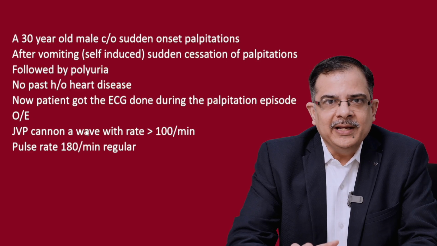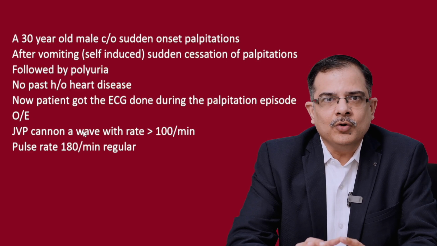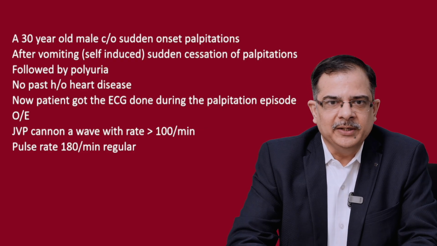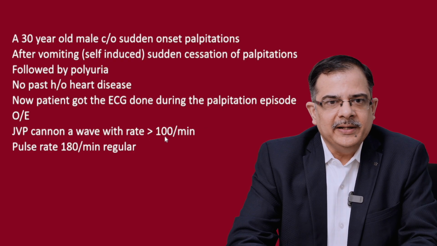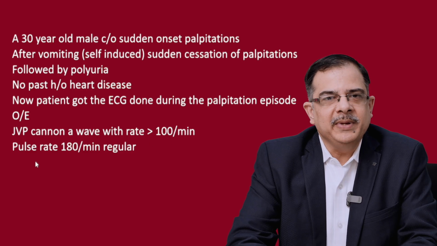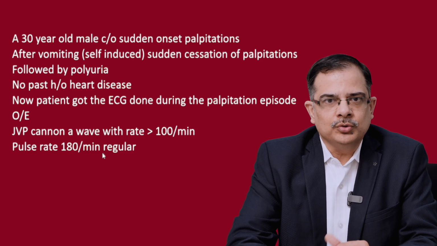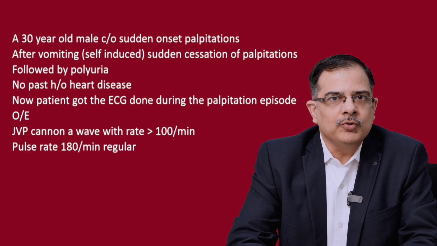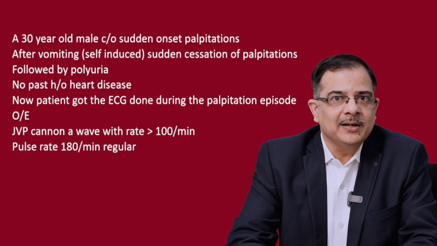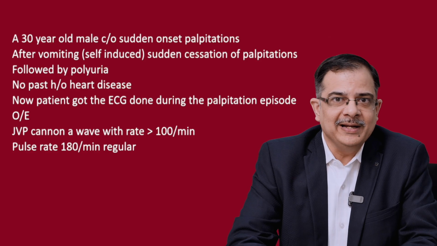So in PSVT, the atria and ventricle contract almost simultaneously, and the rate is more than 100. So this is tachycardia. The pulse rate is 180 per minute and regular. PSVT is a regular rhythm. So keep in mind that we are dealing with a case of PSVT. How does the ECG look, and what is the P wave abnormality there?